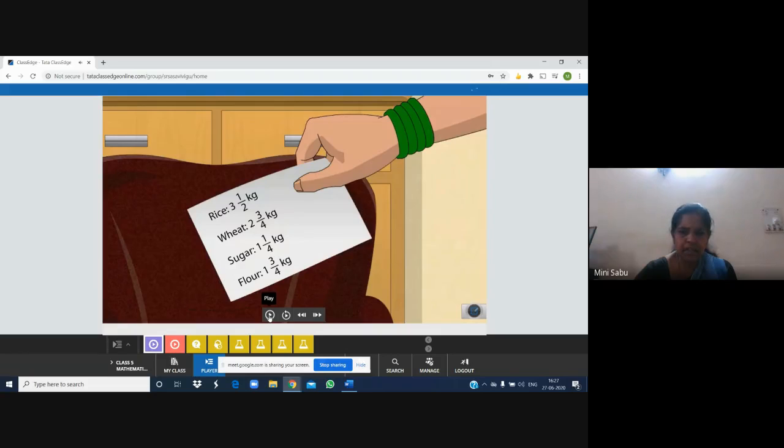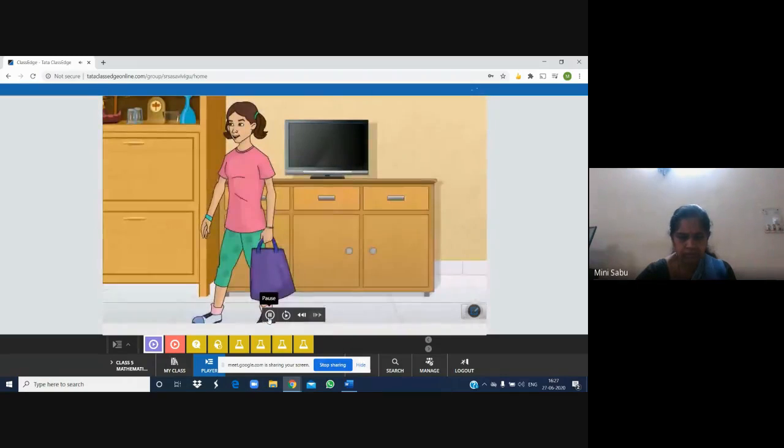See, children, here mother has given a list to her daughter, and it is written rice 3.5 kilogram. She has to buy wheat 2 3/4 kilogram, sugar 1/4 kilogram, and flour 1 3/4 kilogram. Let us continue. Could you help Asha shop for groceries? Click the shopping bag to get going.